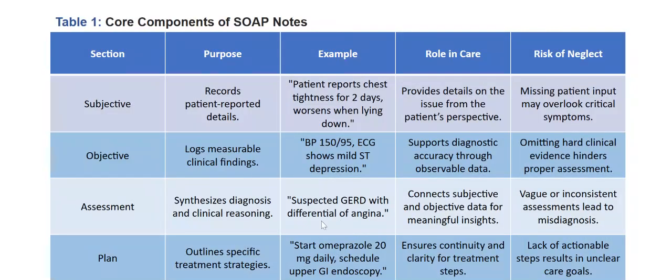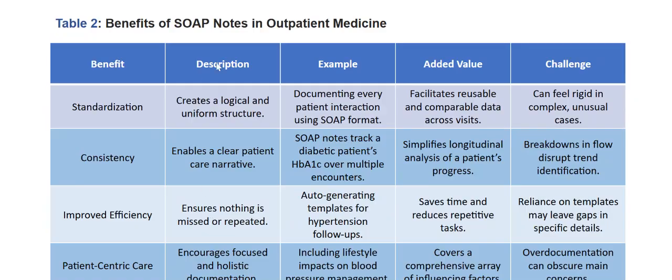Next, we have the summary tables. Here, we have a table on core components of SOAP notes: section, purpose, example, role and care, risk of neglect. The sections are subjective, objective, assessment, plan, and follow-up. Then a table on benefits of SOAP notes in outpatient medicine: benefits, description, example, added value, challenge. Benefits: standardization, consistency, improved efficiency, patient-centric care, better communication.